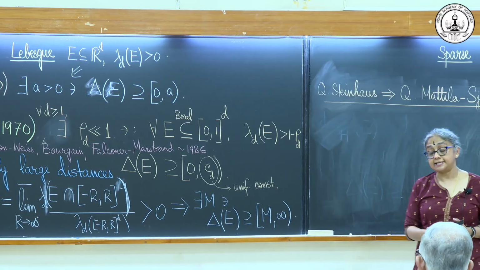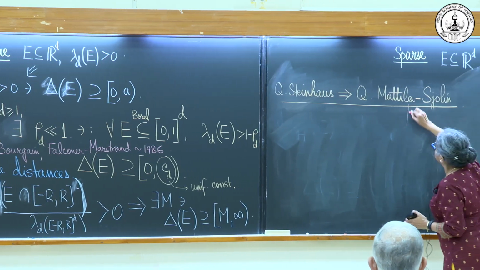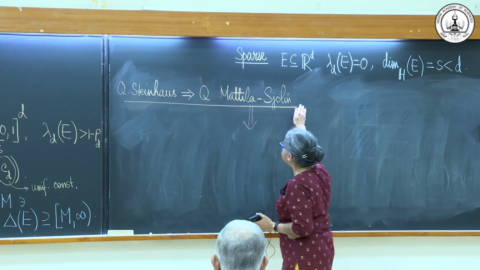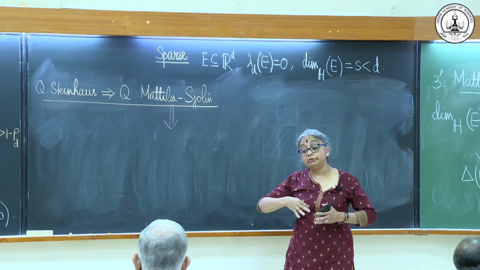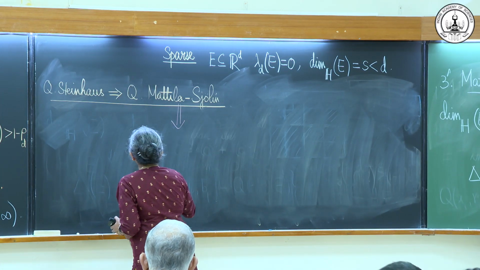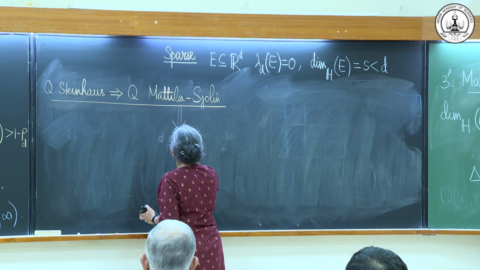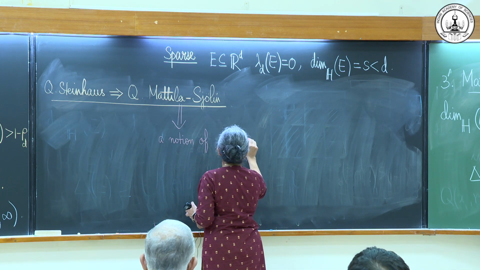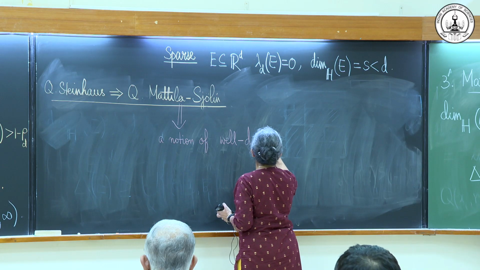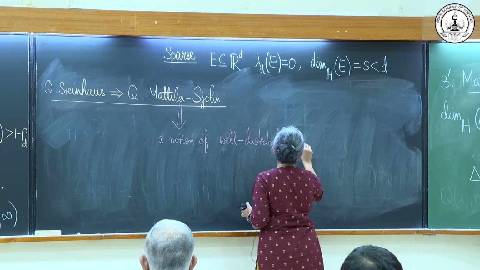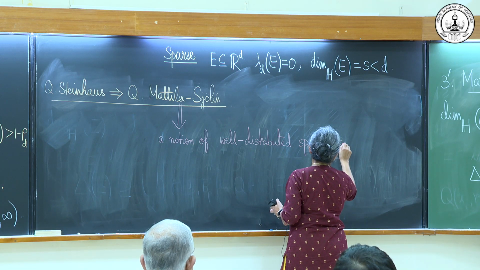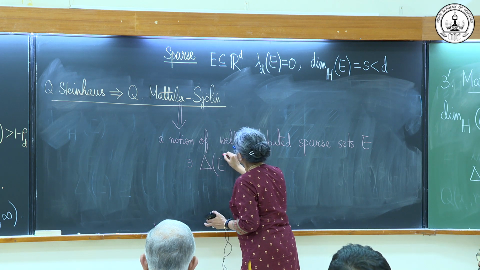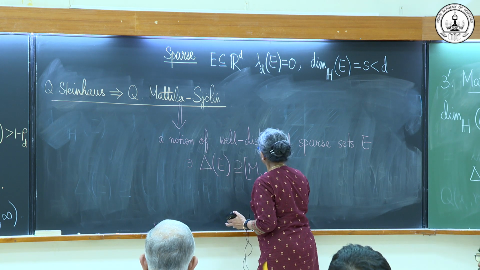Many counterexamples exist. One of these network of connections from the quantitative Mattila-Sjölin that we obtained in our work with Rani is that such a statement, if appropriately souped up, gives rise to a notion of well-distributed sparse sets such that delta E contains all sufficiently large distances.